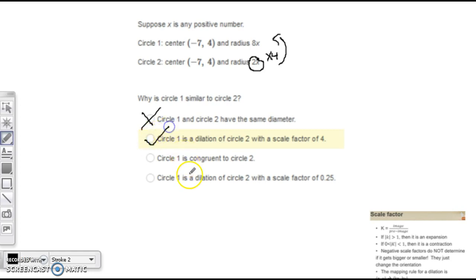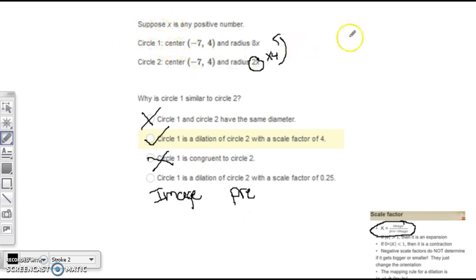Winner, winner, chicken dinner. Circle 1 is congruent to circle 2. That's not true because one of them is 4 times bigger than the other. And then circle 1 is a dilation of circle 2 with a scale factor of 0.25. Now this is where it gets really tricky. You have to think about the order. Because remember, scale factor is image over pre-image. So if it says circle 1 is a dilation of circle 2, they're starting with circle 2 and they're ending with circle 1.